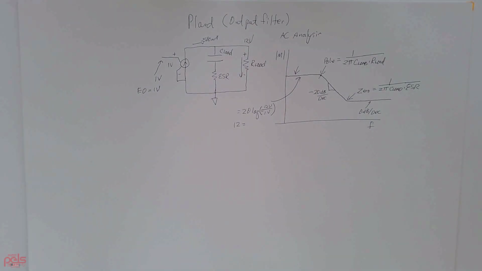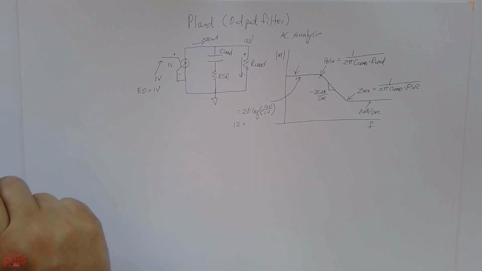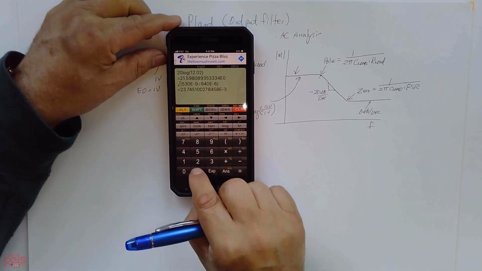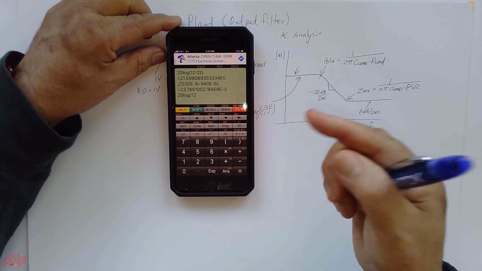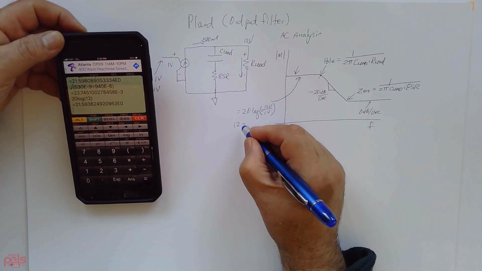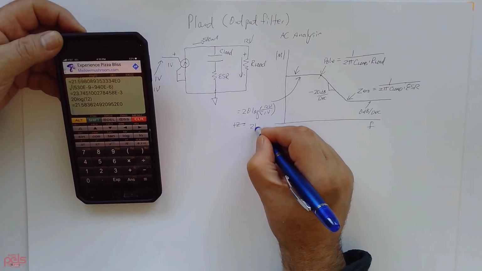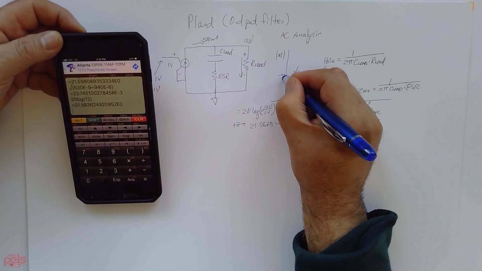But if you do the math, let me get my calculator. So 20 log of 12, remember, it's 12 divided by 1. In dB terms, it would be 21.58 dB. So that would be that spot. That would be the gain.